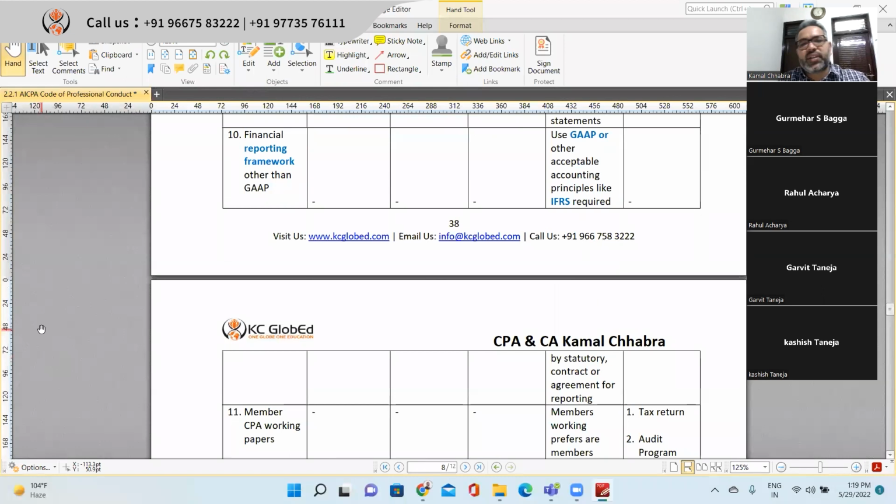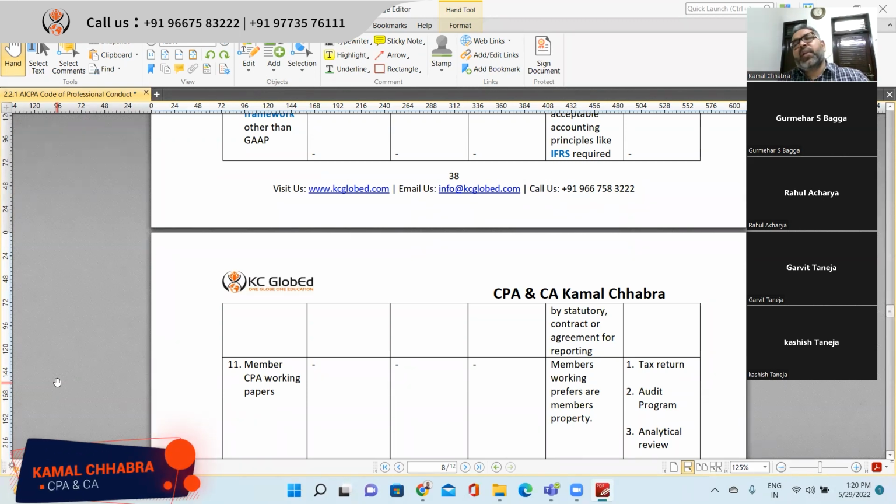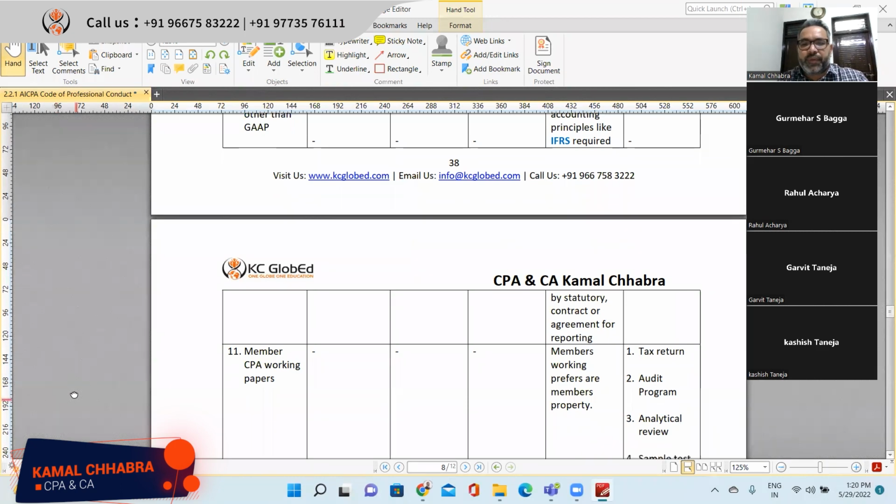The 10th one is the financial reporting framework other than GAAP. Generally we use GAAP or other acceptable accounting principles like IFRS, or as required by any statutory contract, agreement, or reporting requirement. So you need to follow US GAAP if you are preparing the financial statement as per US GAAP. If you are preparing the financial statement as per IFRS, then you'll be using IFRS. And if you are doing a special purpose reporting framework, then you'll be using that respective special purpose reporting framework.